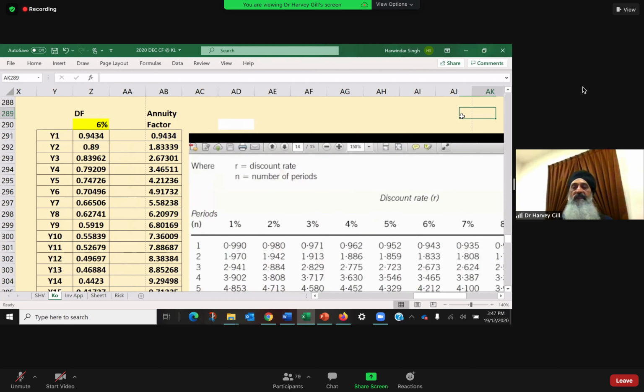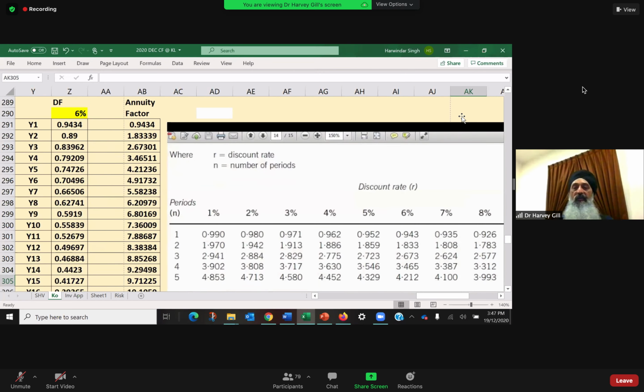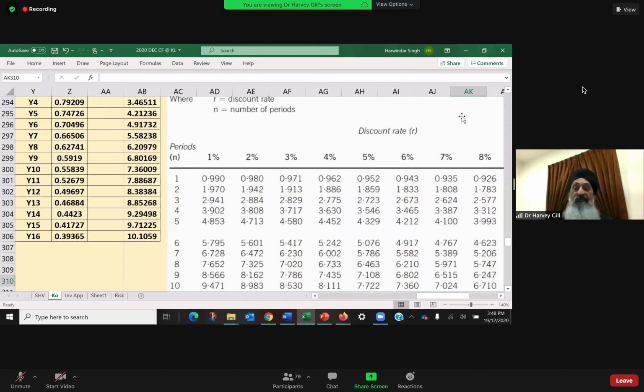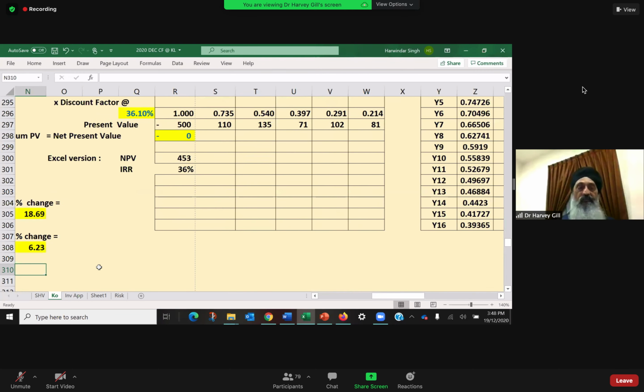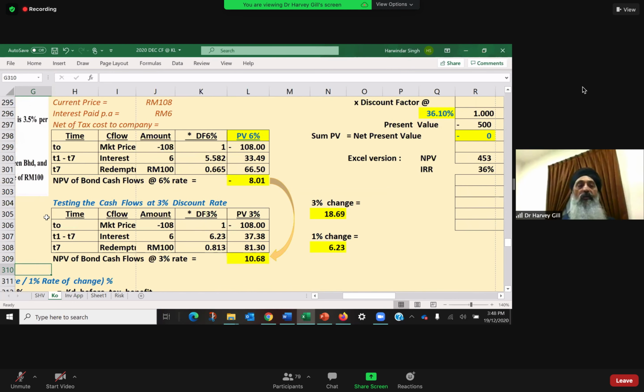So we need 6 years discount rate. There you go, 6 years, and 6%, and we want it for 7 years. So you can see 6%, 7 years, 5.582. Yeah, you get the factor, or you can calculate it also. Excel can calculate it for you, which I have done here. So year 7, you see 5.58238, 5.582. Yeah. So the discount factor for cash flows from year 1 to 7, you know, is 5.582.